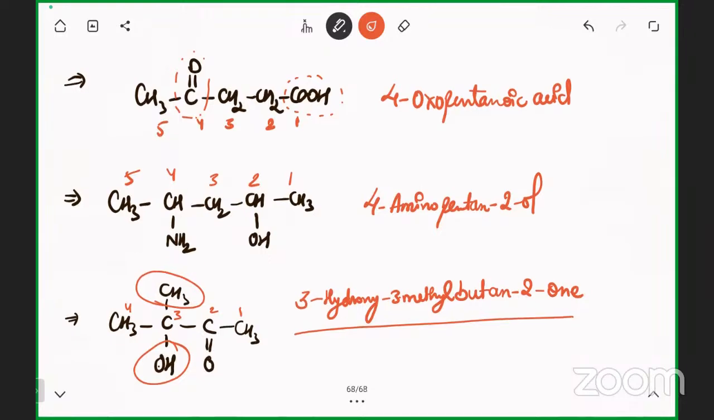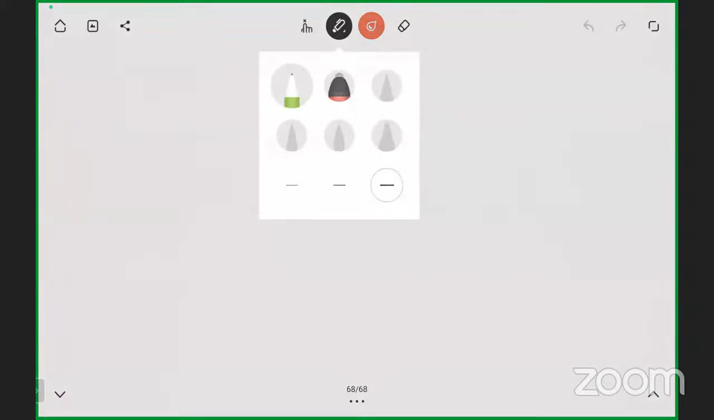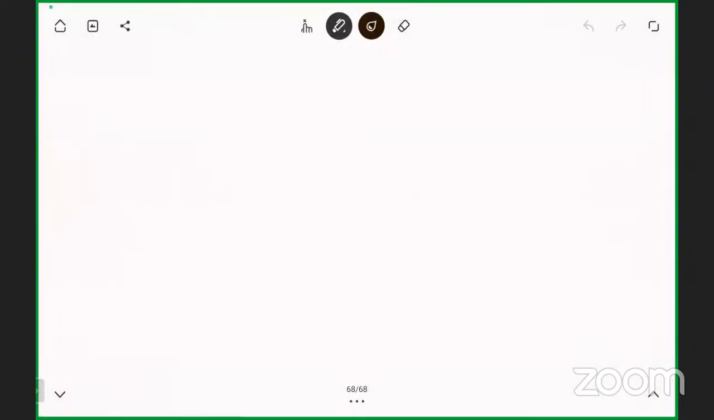Okay, I'm giving you two more examples. CH triple bond C single bond CH, above it CH3, then CH, here we have OH, then CH2, then COCl.